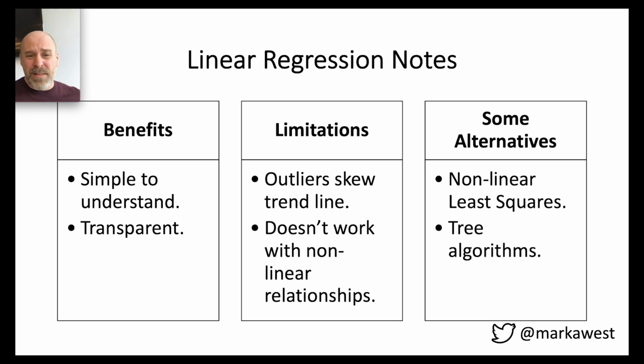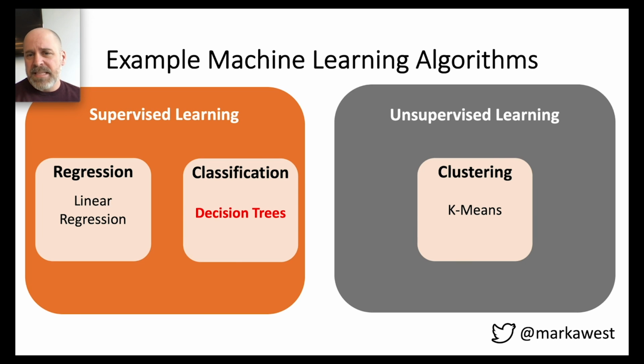So that's basically it for linear regression. Pretty simple to understand, transparent, easy to show. Outliers skew the trend line, and obviously this is linear regression, so it doesn't work with non-linear relationships. Let's look at a different type of machine learning algorithm. Let's look at decision trees.